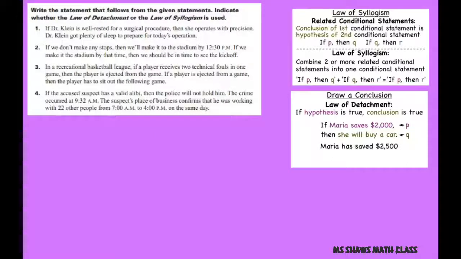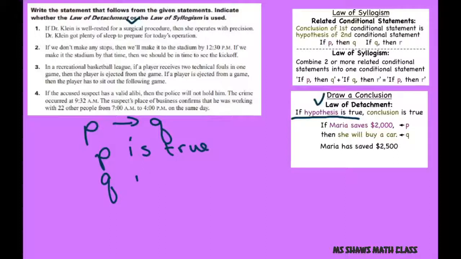It says, if Dr. Klein is well rested for a surgical procedure, then she operates with precision. So what you have is an if P, then Q. Dr. Klein got plenty of sleep to prepare for today's operation. So that means she's well rested. So P is true. And so what we're going to write is that means Q is true. So this is the law of detachment. If the hypothesis is true, which is P, then Q is true. So what you write is that she operates with precision.